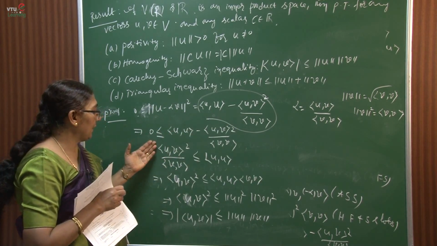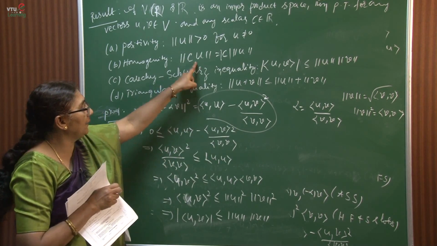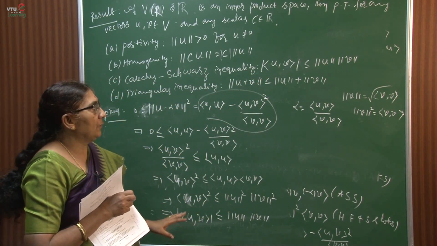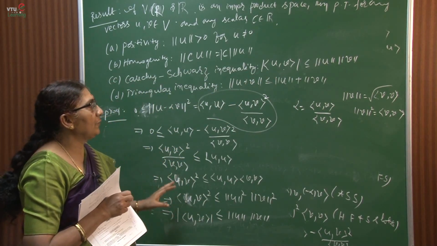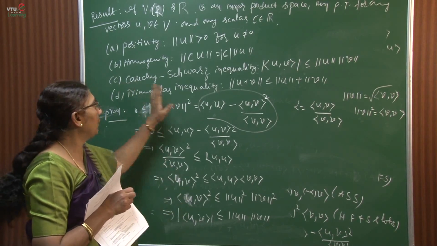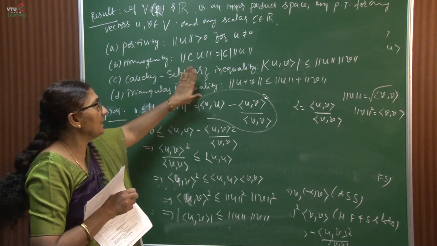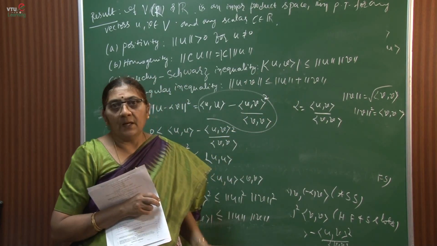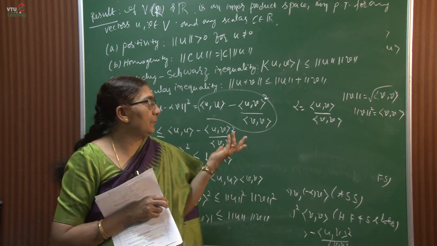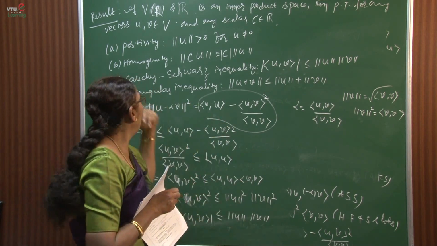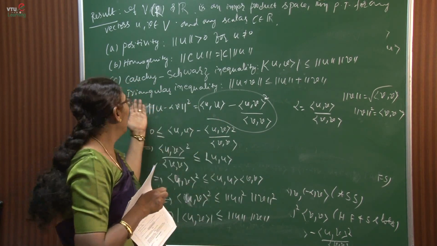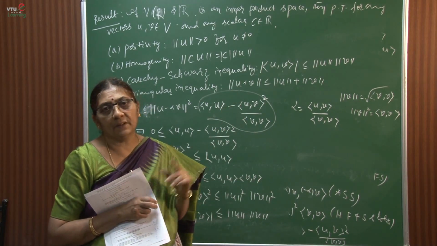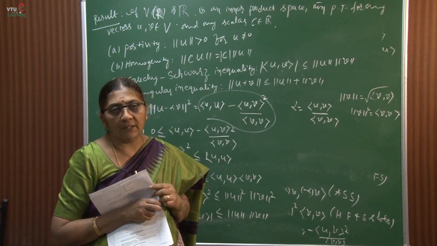Shift one term to the right hand side and simplify. Finally we get the absolute value of the inner product of u comma v is less than or equal to norm of u into norm of v. This is called the Cauchy-Schwarz inequality. In the exam, it is not necessary to mention this result; they are going to ask you to state and prove the Cauchy-Schwarz inequality and the triangular inequality. You must know what the result of that inequality is.